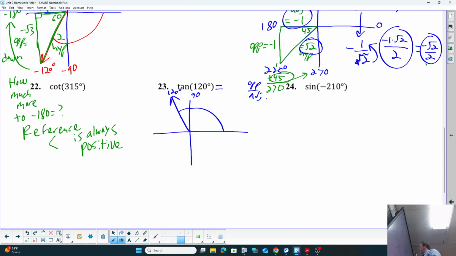Wow, well, it's a lot there to get all the way down to here. Yeah, because this is 180 degrees. So how much more to get to 180? It's 60 more to get to 180, because 120 plus 60 is 180. So this is a 60, 30, 90 right triangle. So we'll keep on drawing that triangle.